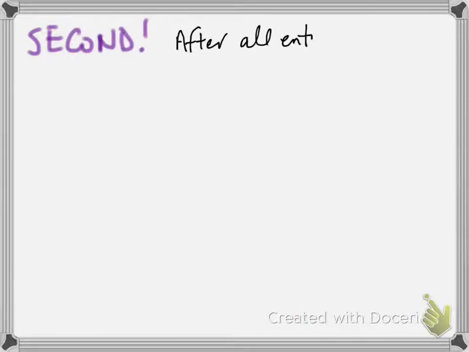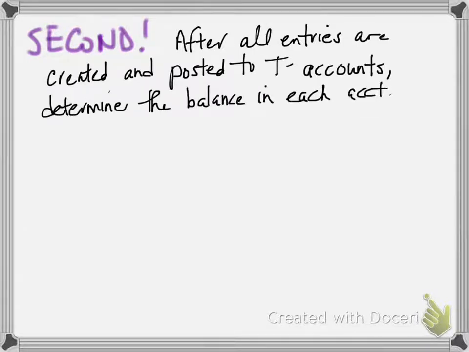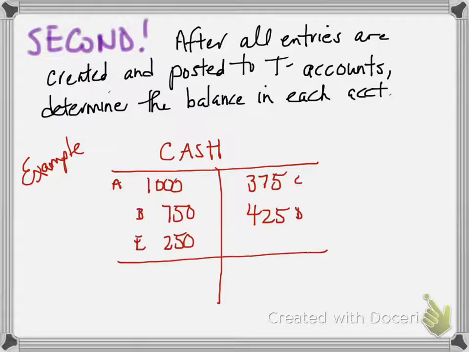Second step then is after you've written up all the journal entries and you've posted all of those entries to their respective T accounts, then you have to determine the balance in each one of those T accounts. So for a cash account, for example, completely unrelated, we see a bunch of items posted. So there are 5 different entries that happen to affect cash.